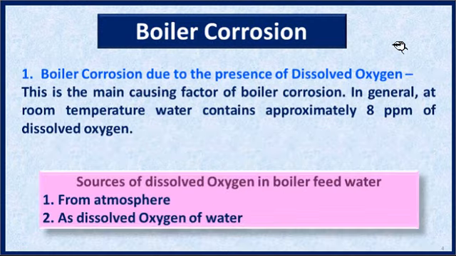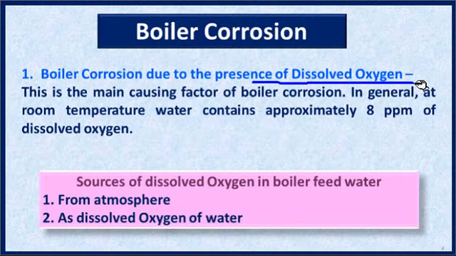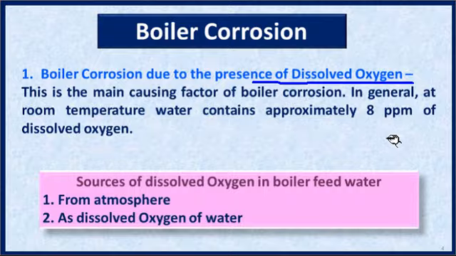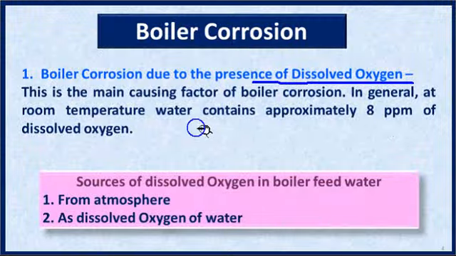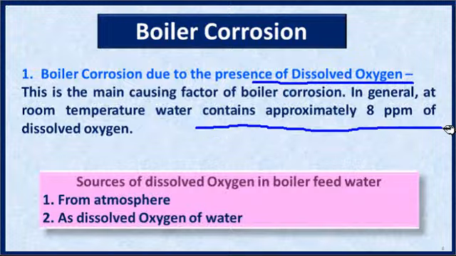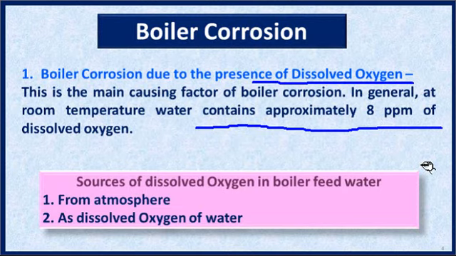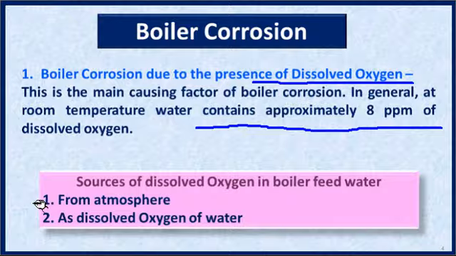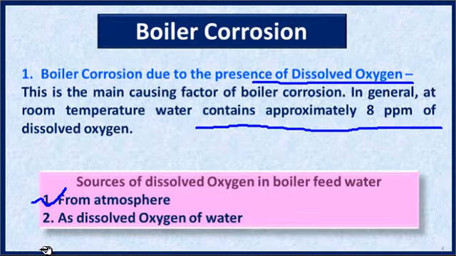So first we are going to discuss the boiler corrosion due to the presence of dissolved oxygen in the boiler feed water. The first question that comes to our mind is: what is the source of dissolved oxygen in the boiler feed water? That means, from where does the oxygen get into this boiler feed water? So we know that at room temperature the boiler feed water always contains approximately 8 ppm of dissolved oxygen. So the basic source of dissolved oxygen in boiler feed water is directly the atmosphere, that is, 8 ppm oxygen always remains in the boiler feed water.